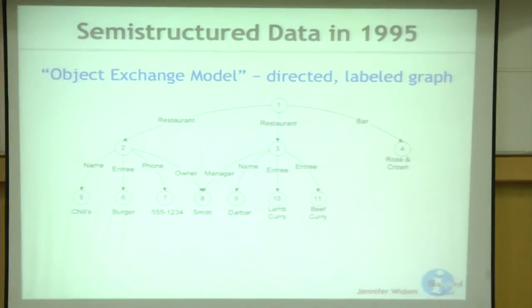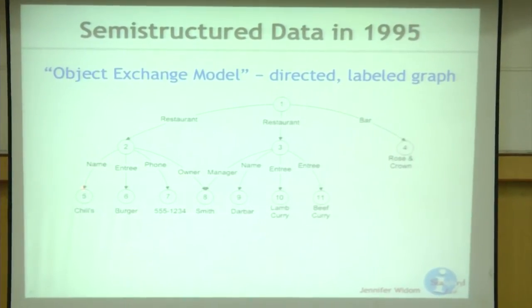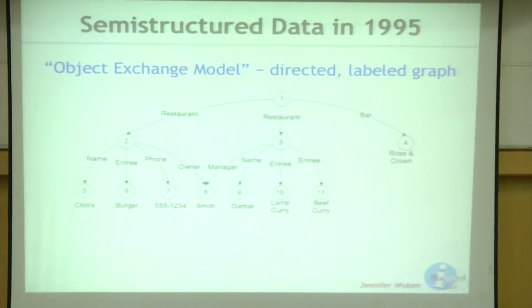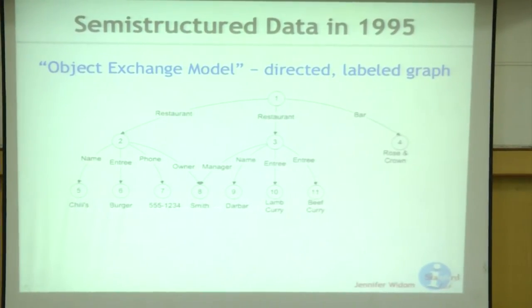Not a problem, okay. And this restaurant has a name, an entree, a phone, and an owner, and you can see down here there's little data at the leaves.